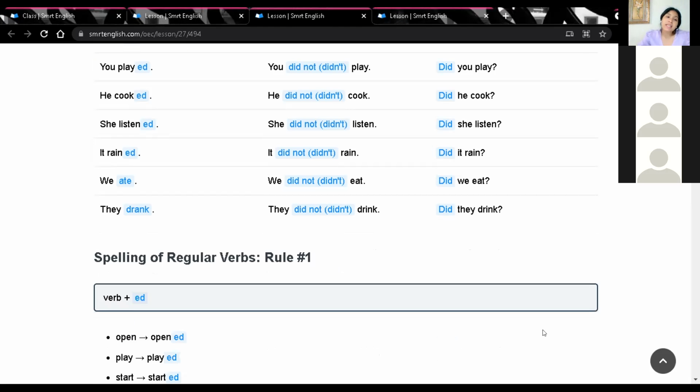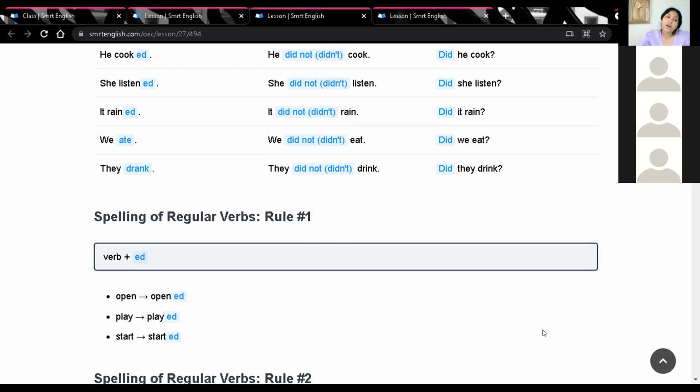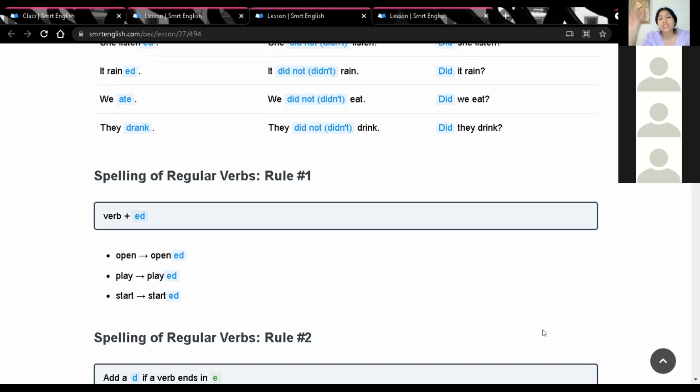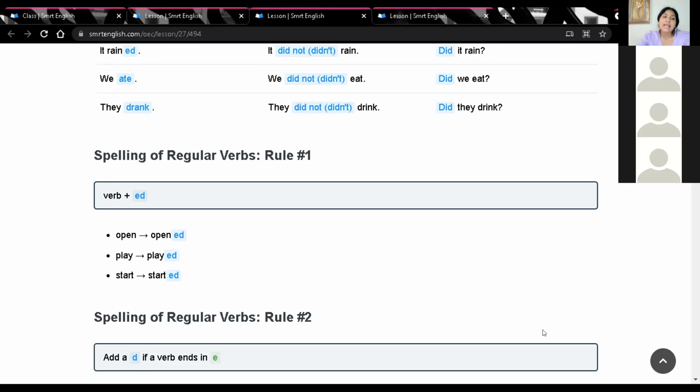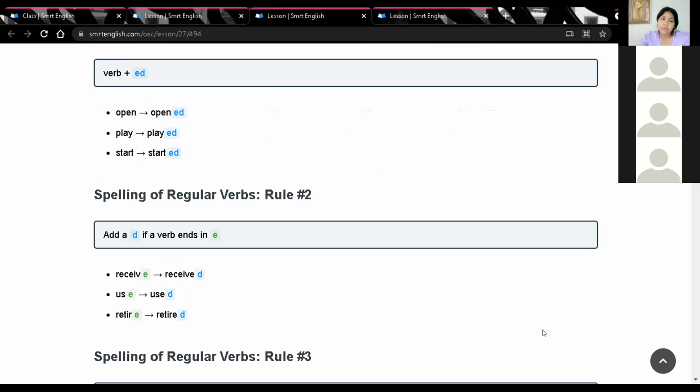Now it says, spelling of regular verbs, rule number 1. When we have regular verbs, we're just gonna add ed. Open, opened. Play, played. Start, started. Spelling of regular verbs, rule 2. When we have a verb, it says add a d if a verb ends in e, which means that I'm not going to double the e.